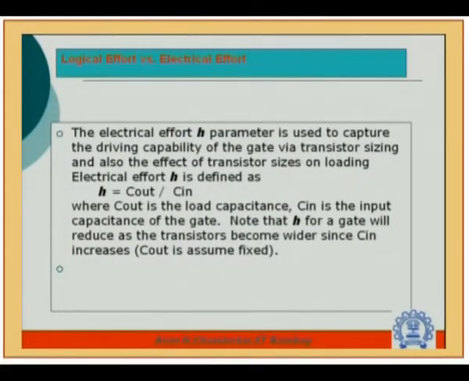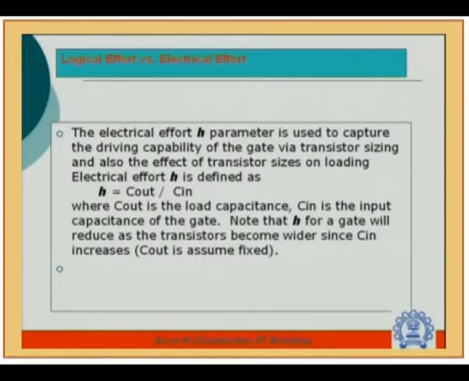This electrical effort parameter H is used to capture the driving capability of a gate via transistor sizing. So you are increasing the sizes, so you know how much current you are driving. H essentially is the ratio of the output capacitance to the input capacitance. To have G values, we change the size of the transistor, so you are increasing C in. And so I now want to show the value of output load to the input capacitance load, which I have increased now. That ratio is what I am looking for, and that number is called electrical effort, C out by C in, equal to H. Now, note that H for a gate will reduce as the transistor becomes wider. Since C in increases, C out is the outside load, which is fixed. H becomes lower if C in rises, because C out is fixed. C out by C in will reduce if the sizes of transistors increase. This is very interesting.